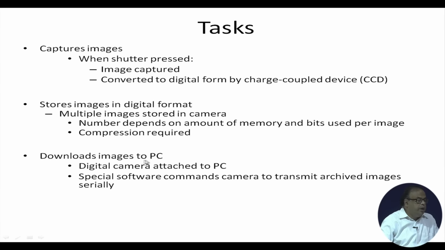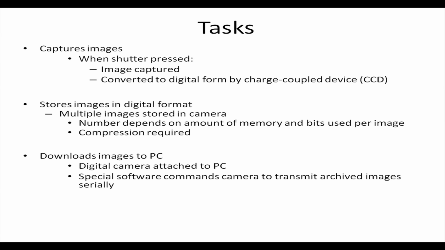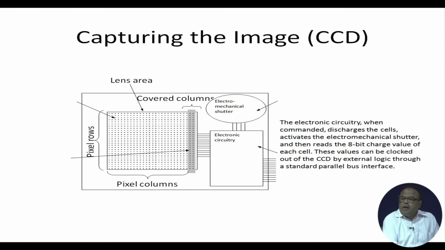The third is the downloading of the images to the PC. The digital camera will have to be attached to the PC, and there will be some software commands or hardware software commands by which the camera will transmit the archived images serially to the PC. It is usually done through some USB or some other communication mechanism. Besides that, there are many other functions like zoom in, zoom out, flash, auto, all those things that we are not considering in this lecture for the sake of manageability and simplicity. So, let us start with how the image is captured.